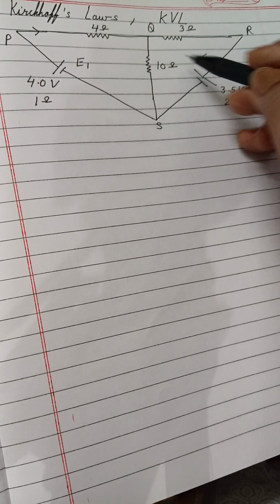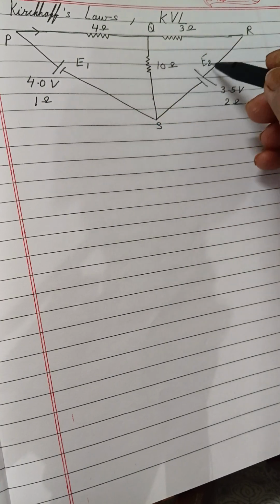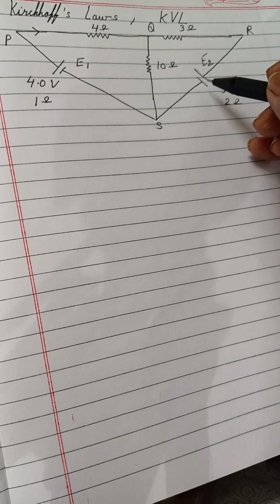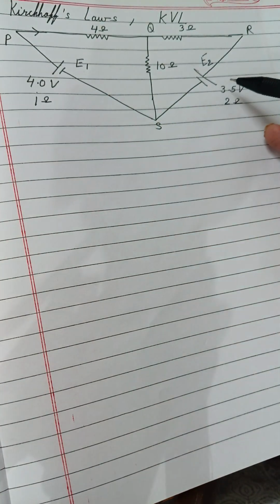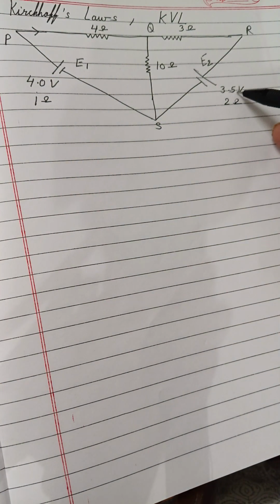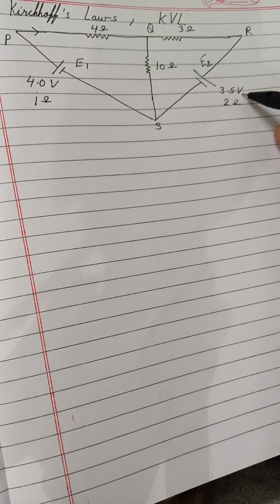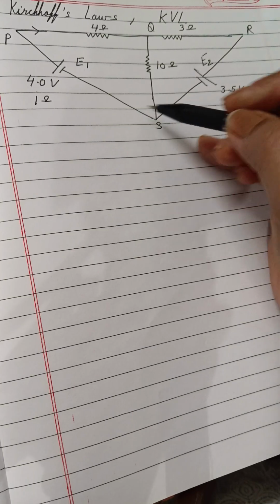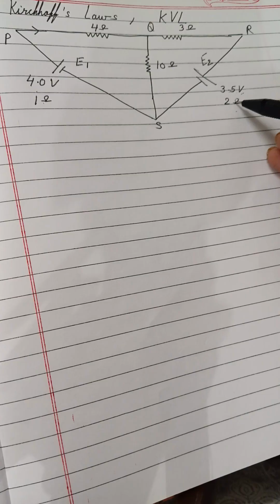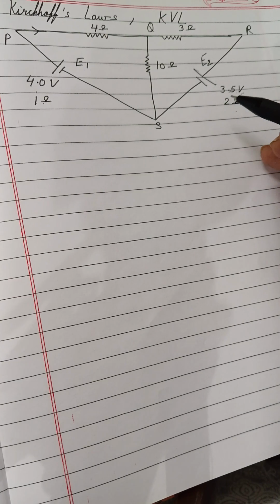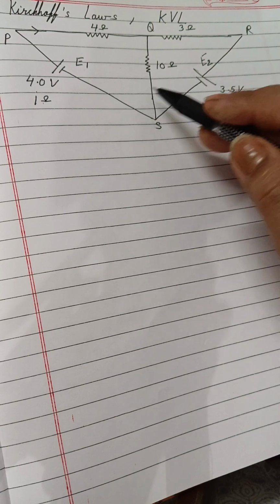These are the batteries, these EMFs mean these are the batteries. And here you can see that the E1 voltage is 4 and E2 voltage is 3.5 volt. And here I have written 1 ohm and 2 ohm. So 1 ohm and 2 ohm is the internal resistance that is present in the battery.